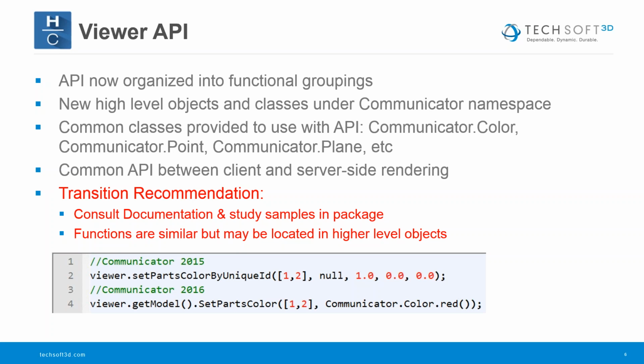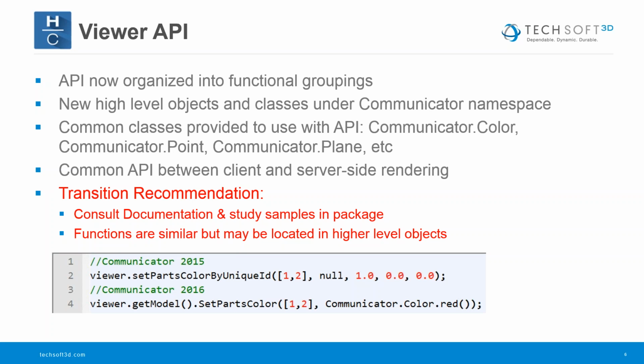Everything is organized in a single namespace now. There's a Communicator namespace that combines all the functionality, and we're now providing some general helper classes that make your life easier. So we have a point class, a plane class, and things like that, which provide certain math functions, and most of what you're looking for in that regard you'll probably find in one of those classes.